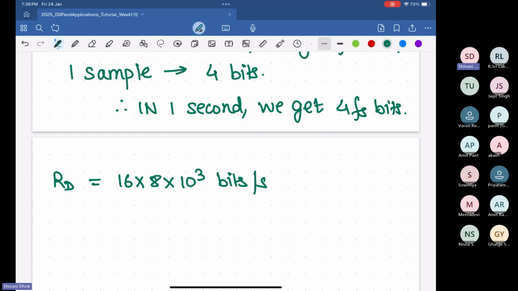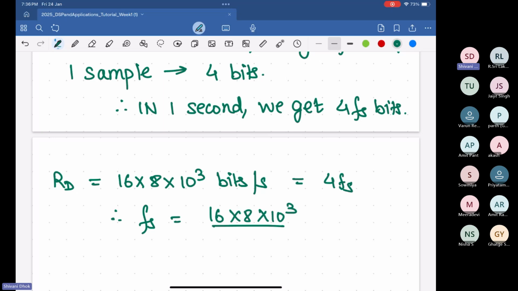So in 1 second, we are having these 4 Fs bits. So this thing should be equal to this 4 Fs. Okay, therefore my Fs should be equal to 16 into 8 into 10 raised to 3 upon 4. So this comes out to be equal to 32 kilohertz.